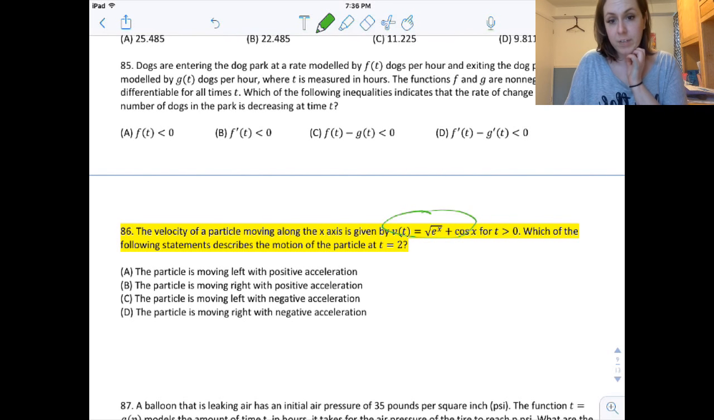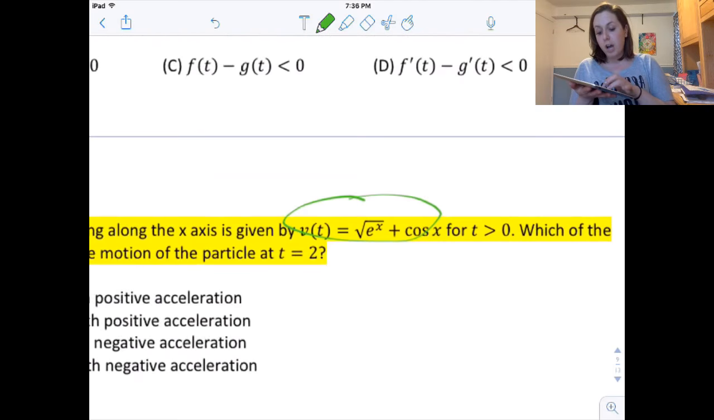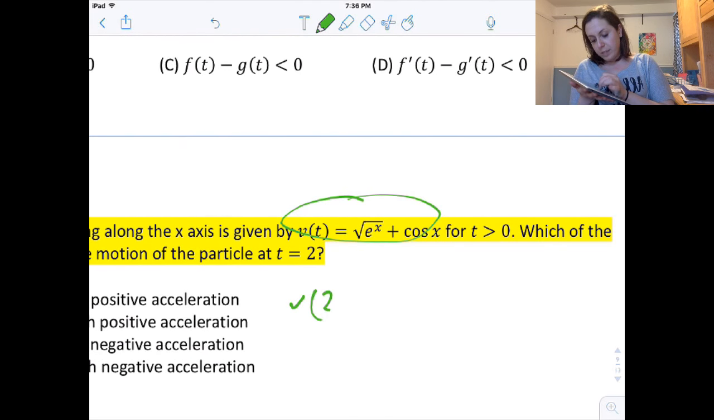At 2. So it's asking me about the direction it's moving. The direction something is moving always comes from its velocity, whether that's a positive velocity to the right, a negative velocity to the left. So I'm going to start by finding v of 2. Do not try to do this by hand. Throw it into your calculator. That's what I'm going to do.